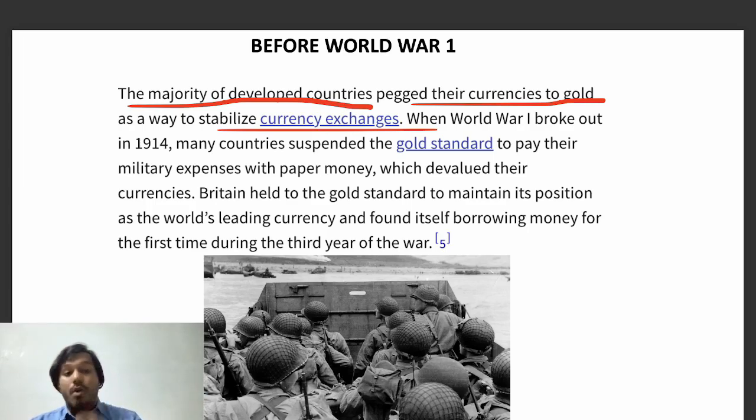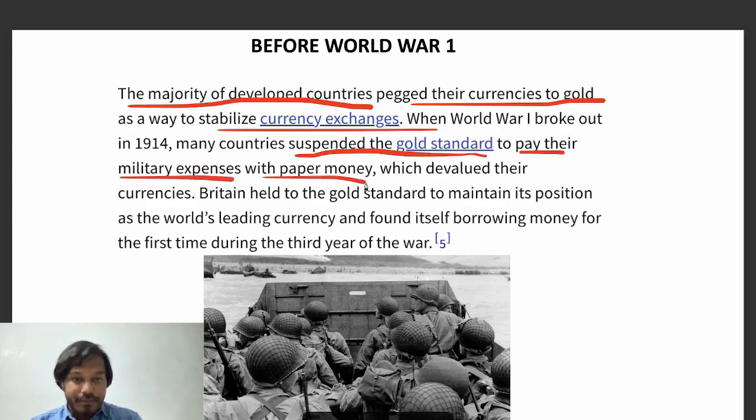But during the World War, a lot of countries went to war. Those countries started to suspend the gold standard just to pay military expenses with paper money. What does that mean, and why did they suspend it? There are limitations in the gold standard. What are the limitations in the gold standard that the countries faced? I'm going to explain that.